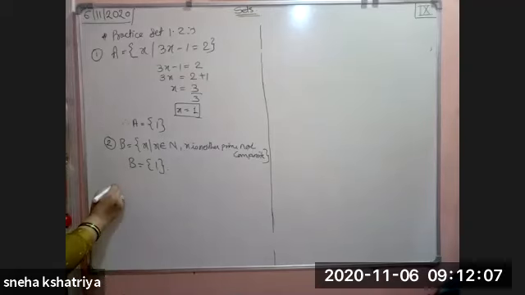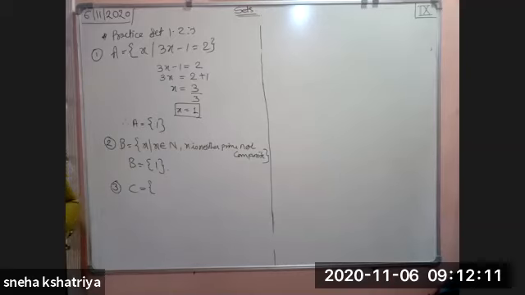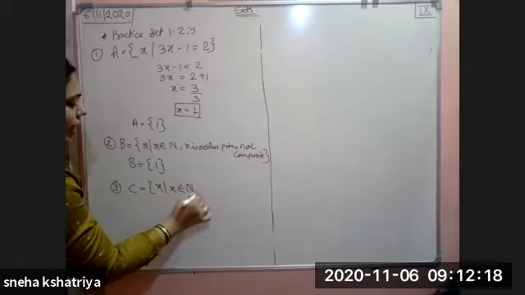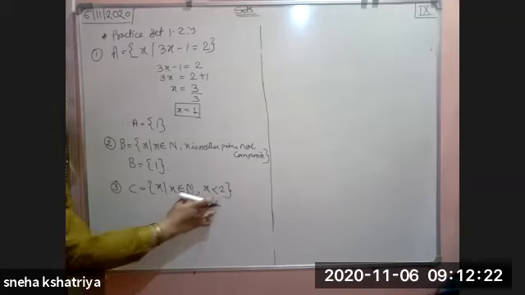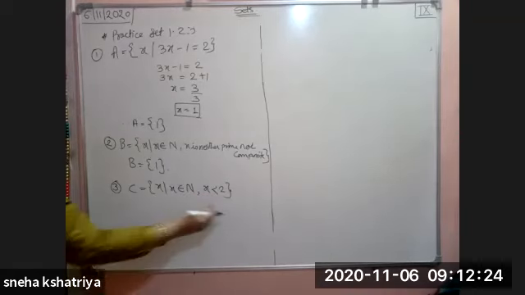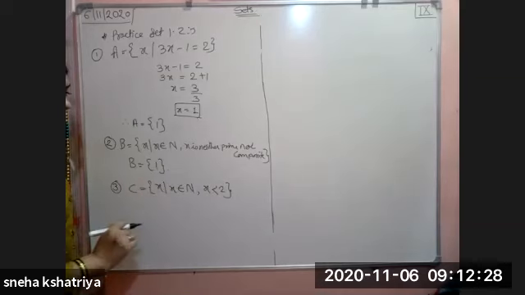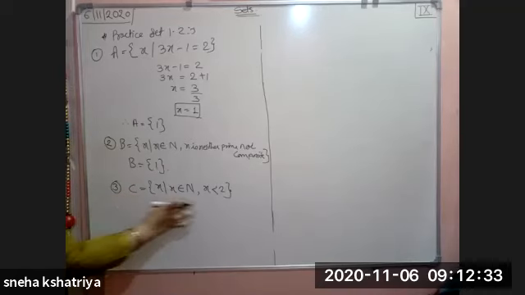Third, set C is given. What is set C given to you? C is the set of x such that x belongs to N and x is strictly less than 2. What does strictly less than 2 mean? You don't have to take 2. Whatever elements are before 2, only those we have to consider. All the numbers before 2 are to be considered in this set.